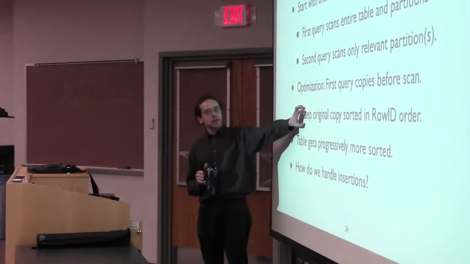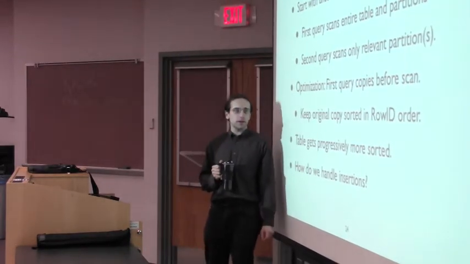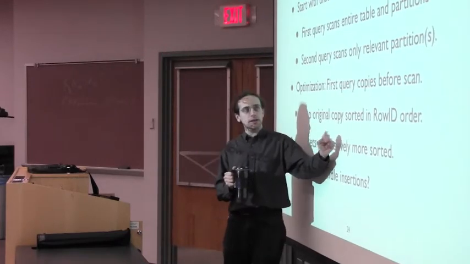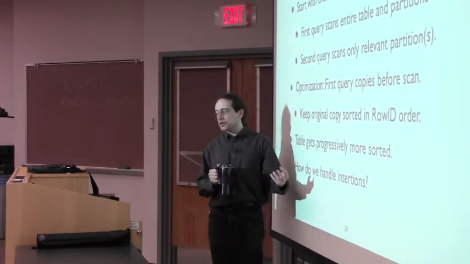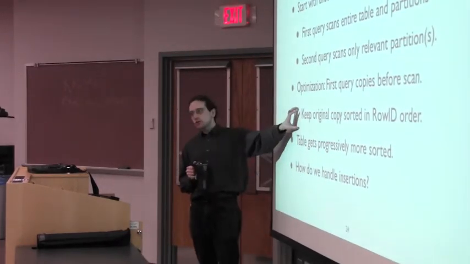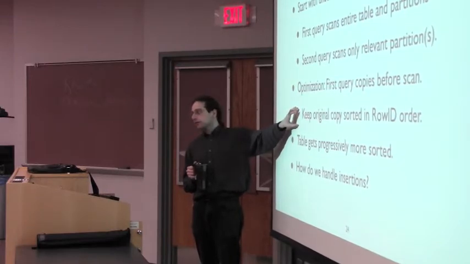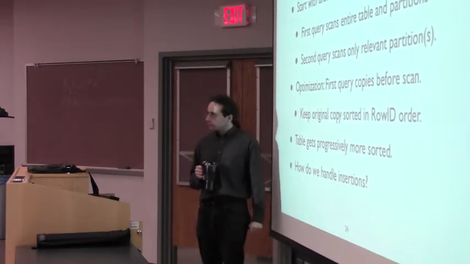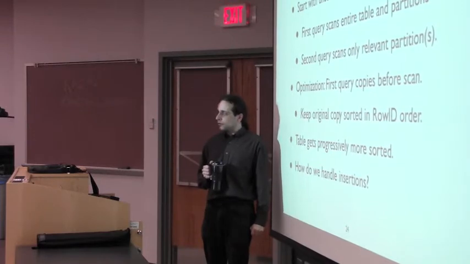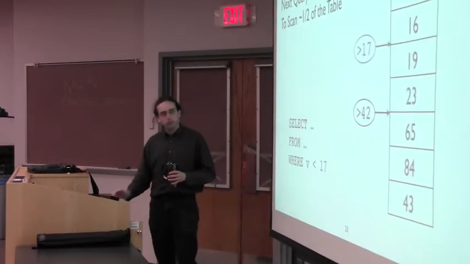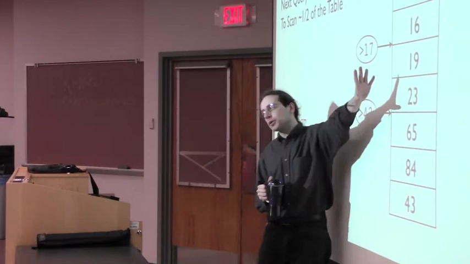The advantage of that is that we now have two copies of the data, one that is being progressively sorted based on value, and one that's already sorted based on row ID. What's a copy? Copies of the entire relation. So this entire thing would get duplicated.